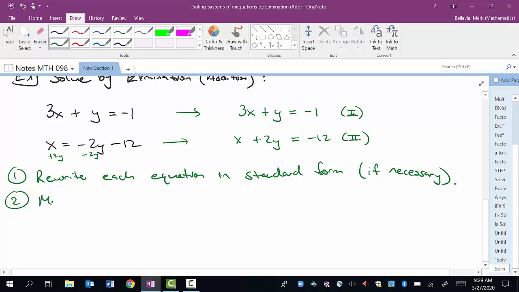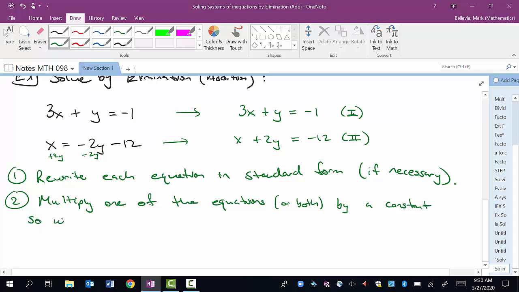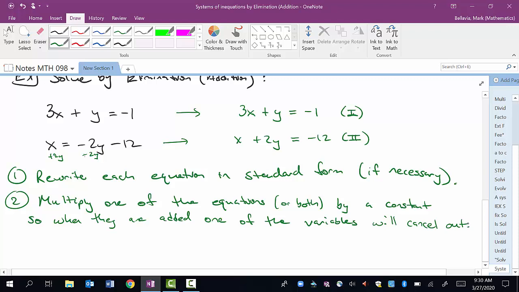What you really need to do is multiply one of the equations, or both, by a constant so that when they are added, one of the variables will cancel out. Remember, or eliminate, right? That's why it's called elimination.